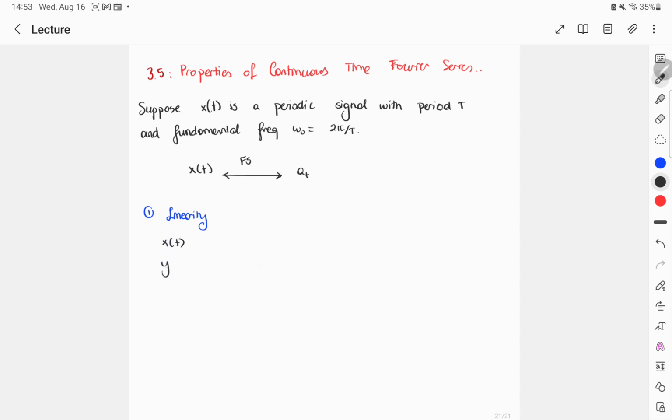If x(t) and y(t) are periodic signals and have Fourier series coefficients, x(t) has a_k and y(t) has b_k, and we have the new signal z(t) equal to a times x(t) plus b times y(t), it means that the Fourier series coefficients of z are a multiplied by a_k plus b multiplied by b_k. Here a_k and b_k are taken from here.